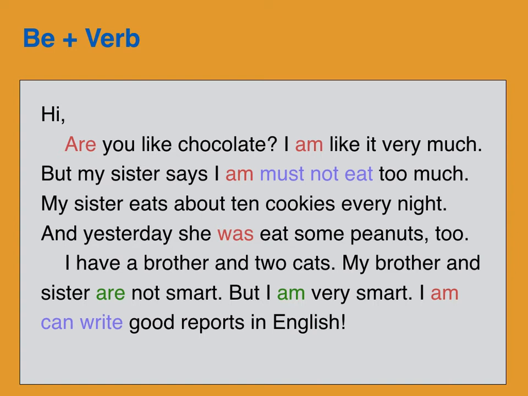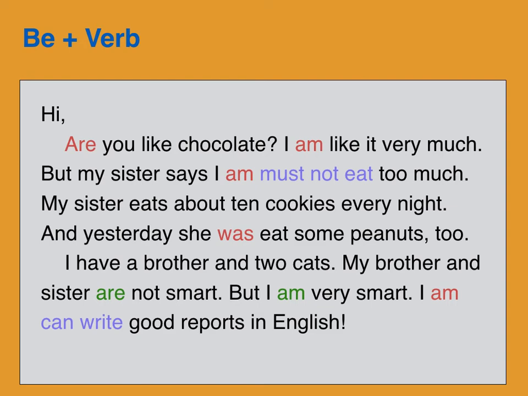Next, what is the past of eat? Was eat? The next two are okay. That's why they are in green. They are correct. It's just a be verb with an adjective. However, again, I am can, you've got a be verb followed again by a helping verb. It doesn't work. You don't need it. It's wrong.